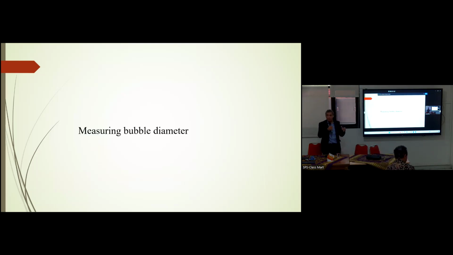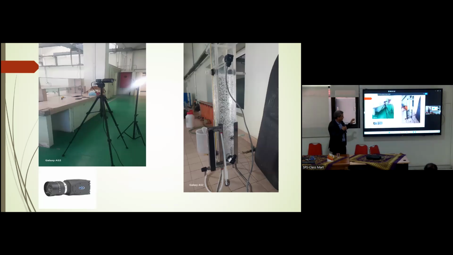Now for the bubble diameter, I need to know the size of the bubble. For this, I use a camera here, and I can record with a rapid camera, for example 10,000 frames per second. I can record, slow the motion, and see the velocity and the size. But I have to analyze this with software. It's not easy to measure directly by viewing the camera.